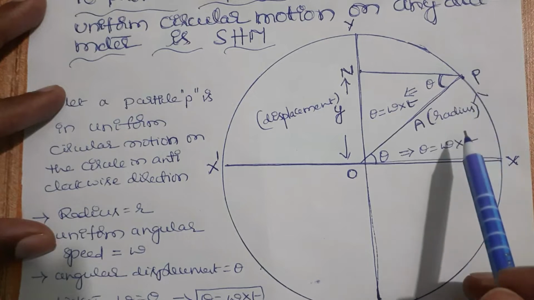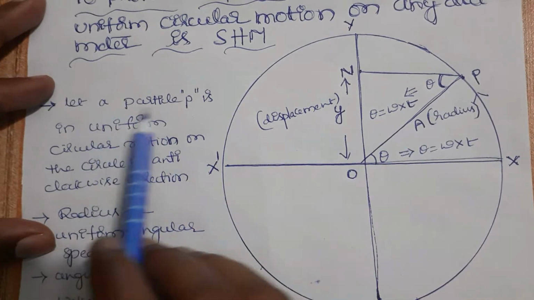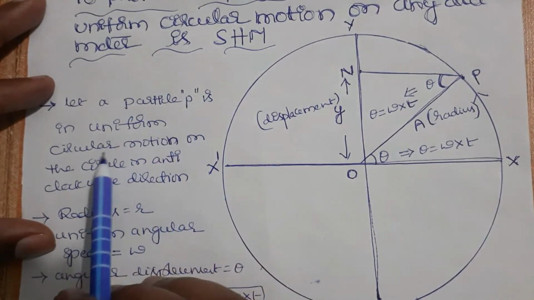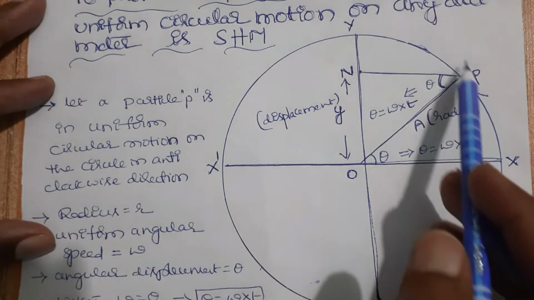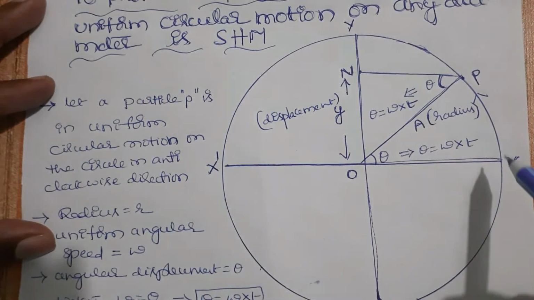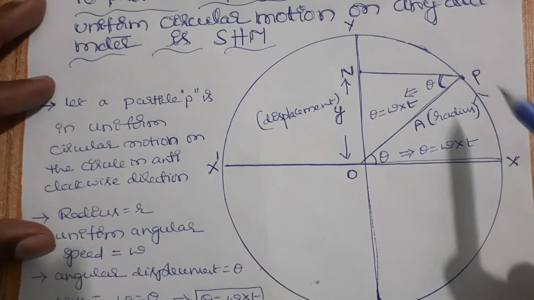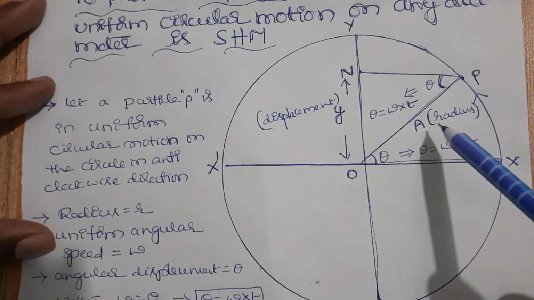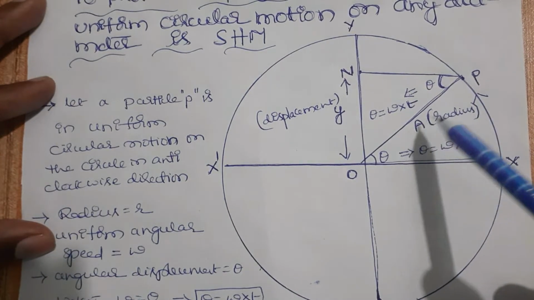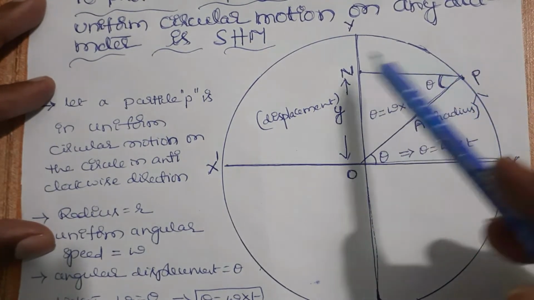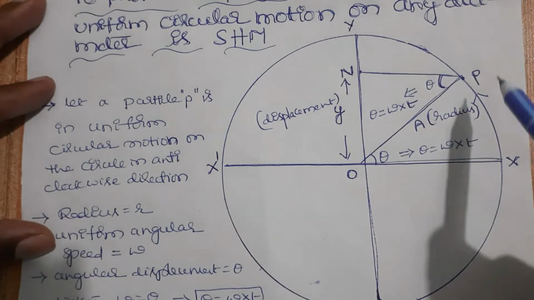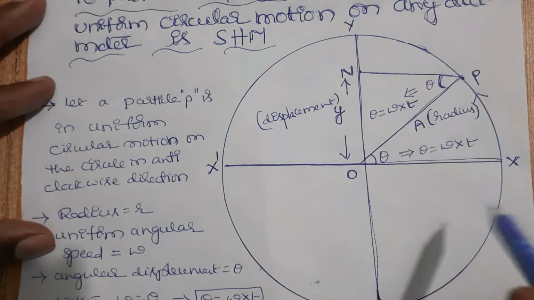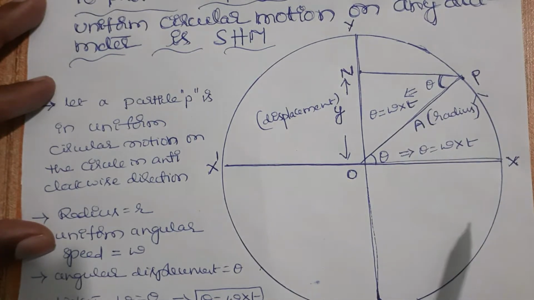And this P is a particle. So let P be a particle which is in uniform circular motion on the circle in the anti-clockwise direction. P is moving along the circular path. This circle has a radius capital A. The particle is in uniform circular motion, and we want to show that its projection has simple harmonic motion.